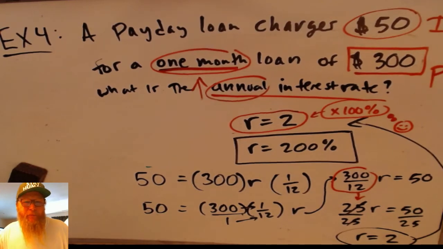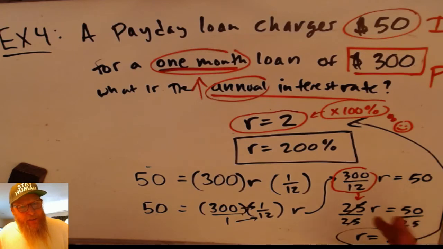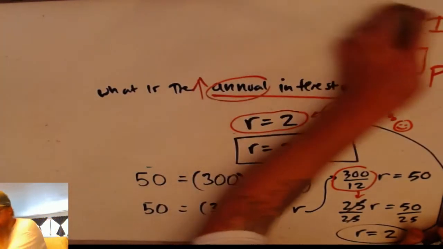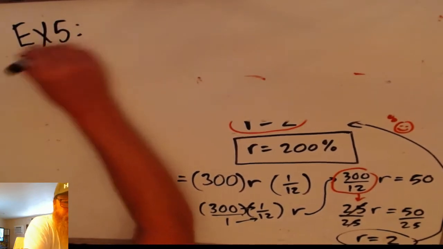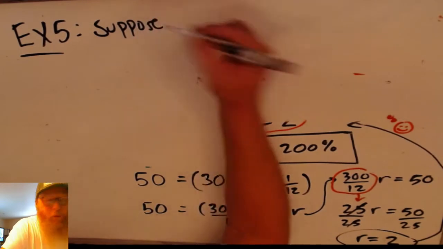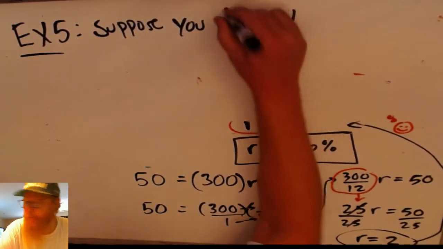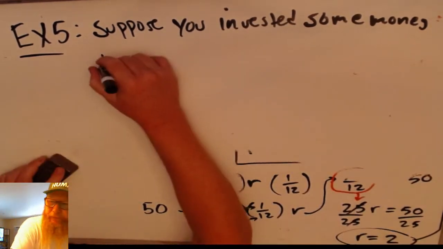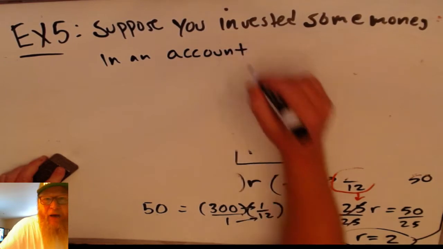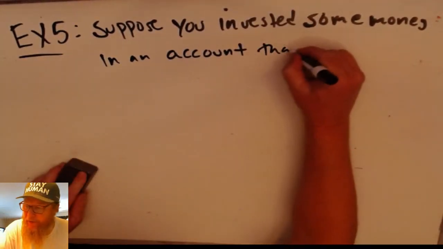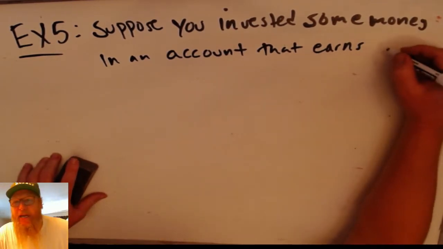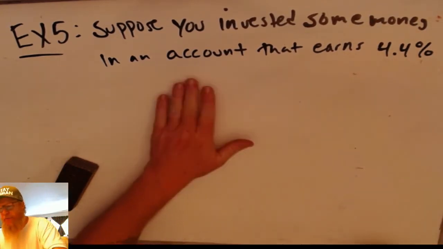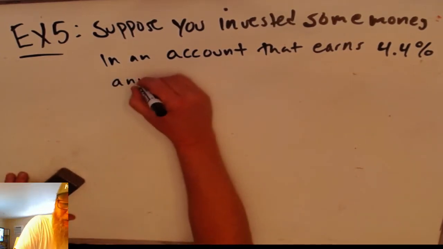The last thing before we move on to the more complicated version is, suppose you forgot or you just didn't document, maybe you spent the money, how much you originally borrowed or invested. So you put it in an account. It could be an investment. It could just be a savings account. It could be some sort of dividend or mutual fund, or there's all sorts of ways. There's some place out there you could put your money. So suppose it earns 4.4% annual interest.